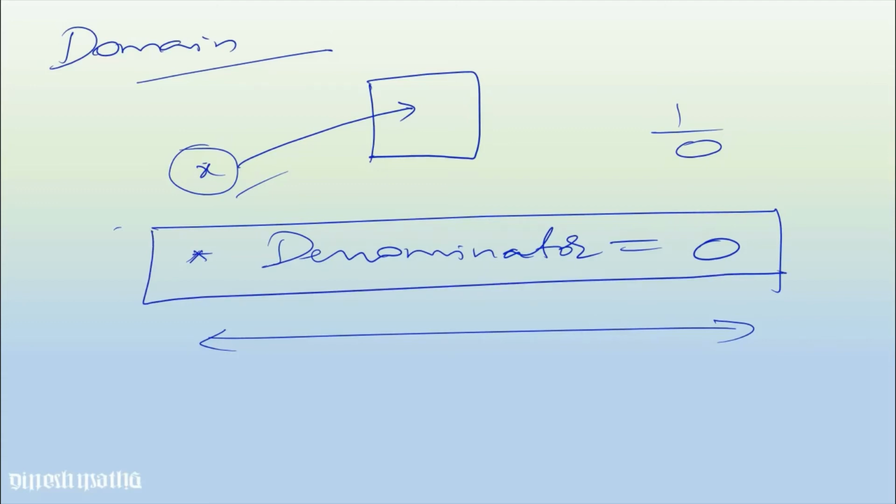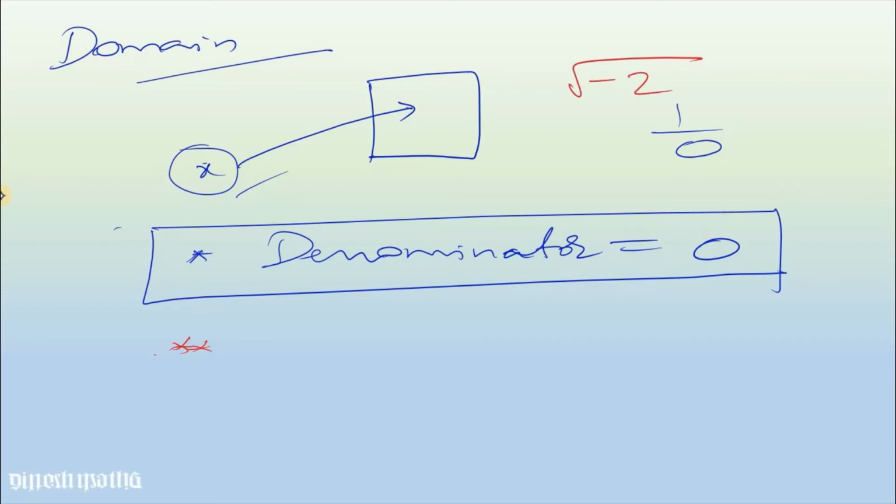So the first point is wherever the denominator becomes 0, that case you need to exclude. Then we have another case, the second case. Can we find the square root of all the numbers? If I have the square root of -2, what is the value? You have learned that you cannot find the square root of a negative number, as it will not give you a real number.